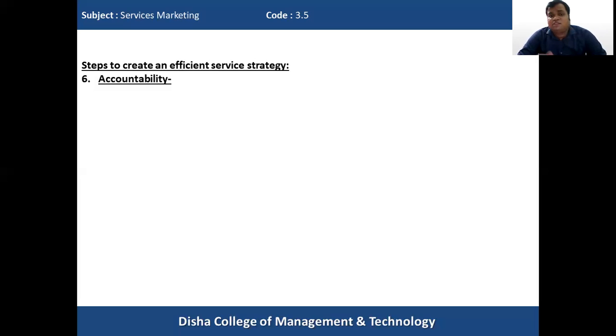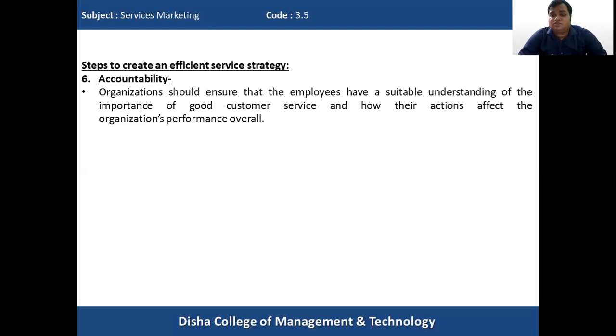So accountability is very, very important, because without accountability, without responsibility or answerability, the service cannot be up to the mark. So accountability is very, very important while creating an efficient service strategy. So let us understand, the organization should ensure that the employees have a suitable understanding of the importance of good customer service. The employees working in the organization, interacting with the people, should have a proper understanding about customer service, about what is good customer service.